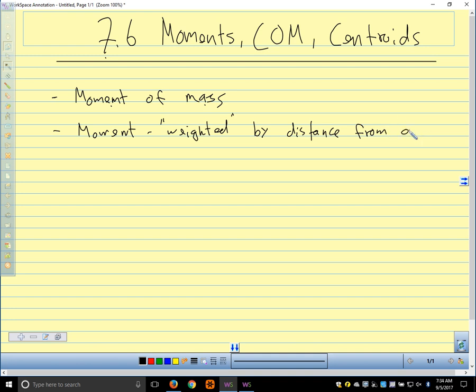The way we're going to talk about it, I'll say from an axis. In statistics, often you talk about moments, and your statistical information is weighted by, for example, its distance from the mean. They don't really call them moments in statistics, but moments are important because often you're talking about how far something is from the mean. So we're going to talk about the moment of mass.